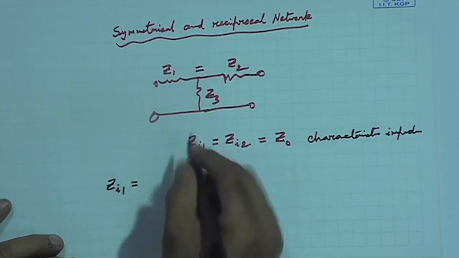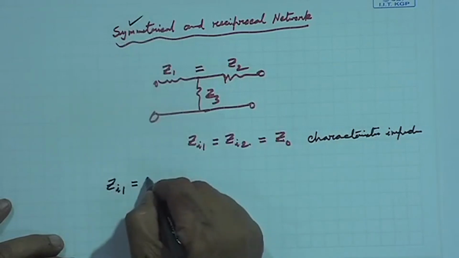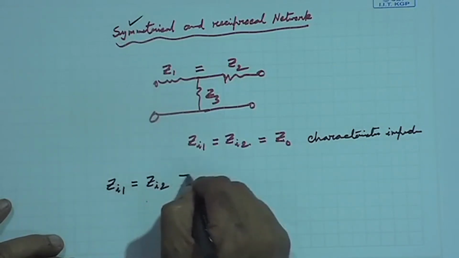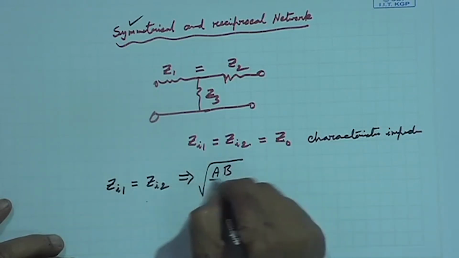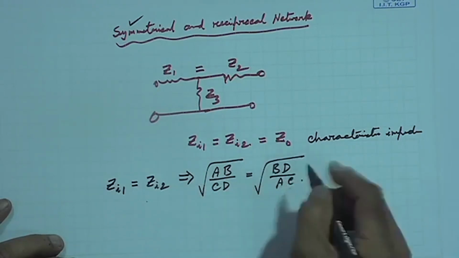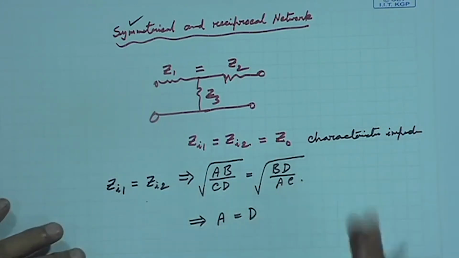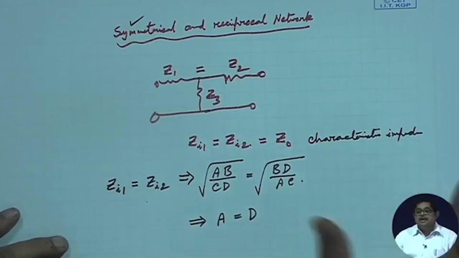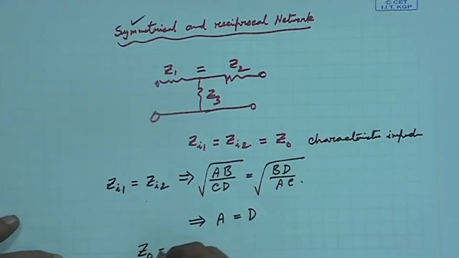We have already seen that when we enforce Z1 is equal to Z2, that means the symmetry, Zi1 becomes Zi2. So, that implies that we have already earlier derived Zi1 is equal to AB by CD, and Zi2 is BD by AC. So, that becomes A is equal to D. You all know in two port transmission parameters, if it is a symmetrical network, A is equal to D. So, what happens to the value of Z0? It is simply root over B by C.